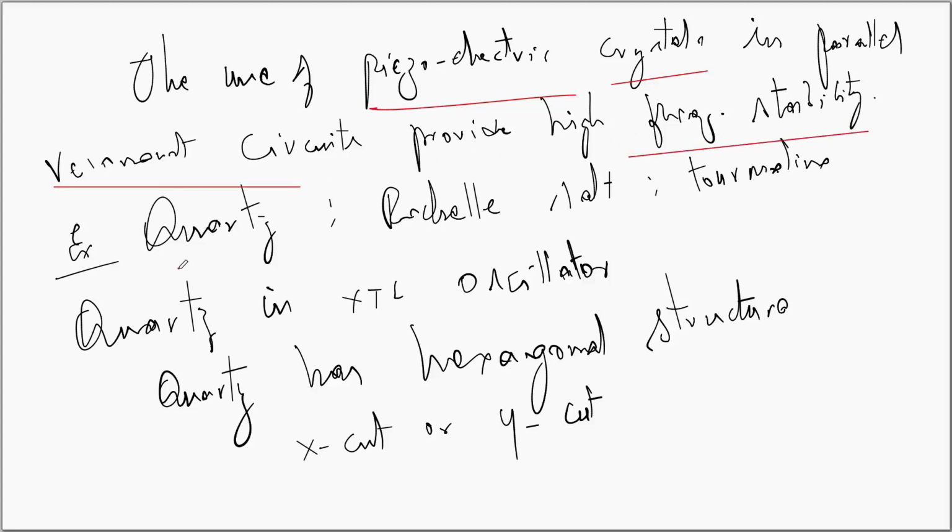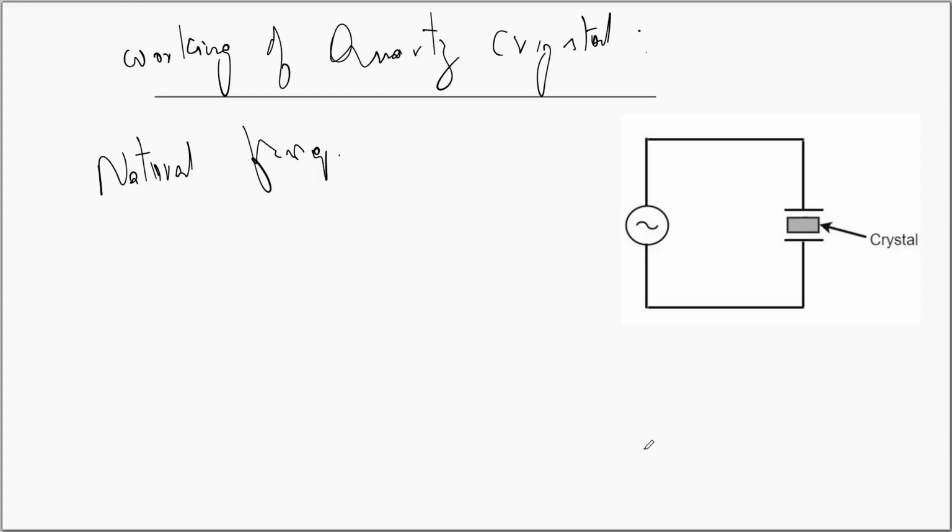Piezoelectric materials are quartz, Rochelle salt, and tourmaline. They are examples of piezoelectric crystals. Quartz is generally used in crystal oscillators because quartz is abundant in nature. Quartz has a hexagonal structure. The quartz crystals can be cut into X or Y cut crystals. One can produce X cut or Y cut crystals from the quartz crystal. So a thin slice of the quartz crystal is used.